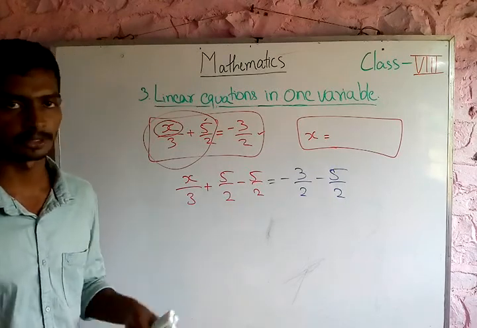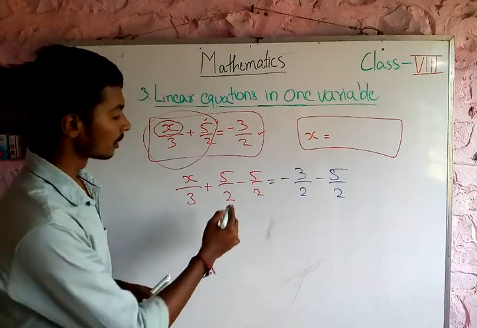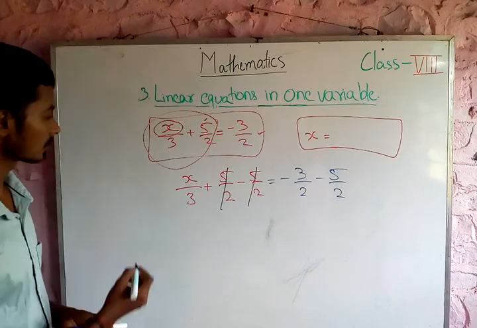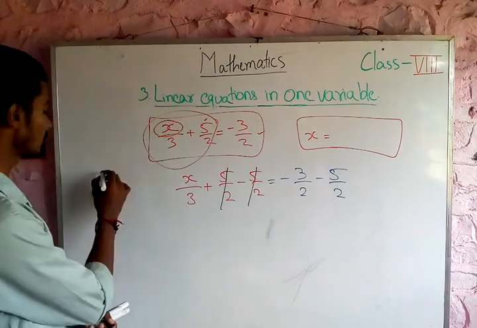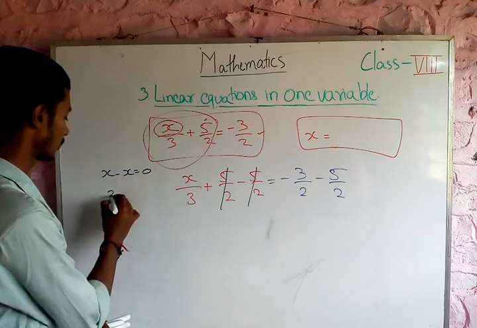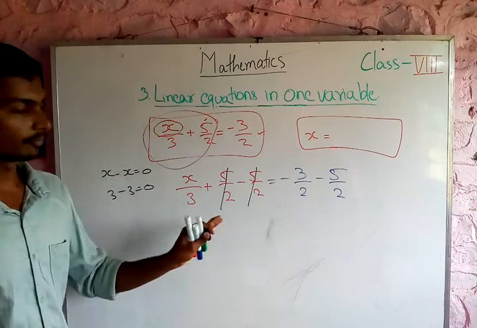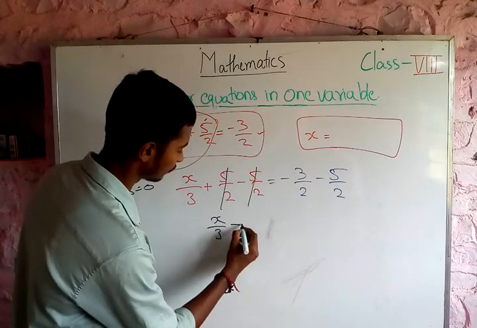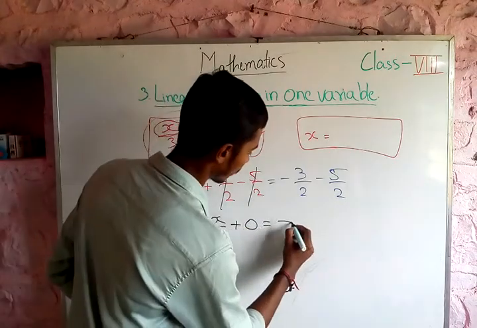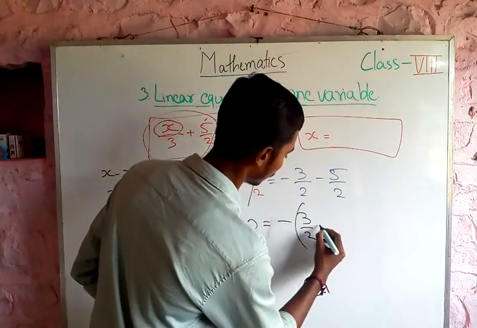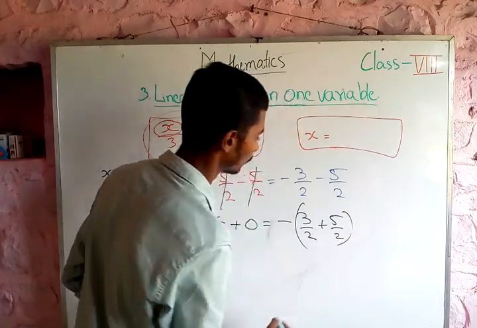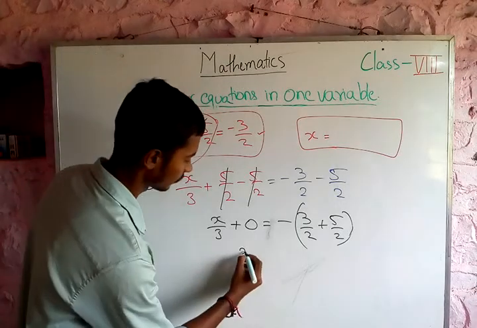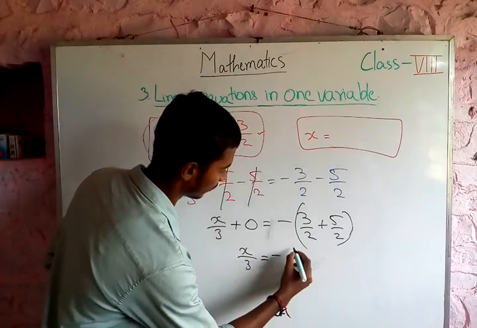Now see here, on this side we are removing this 5 by 2. Or what we say is anything minus the same will be 0, that is x minus x is 0, or 3 minus 3 is 0, for example. Same way 5 by 2 minus 5 by 2 will be 0. So x by 3 plus 0 is equal to minus 3 by 2 plus 5 by 2. Okay, we are taking minus common here. Now see, this is x by 3 is equal to minus.